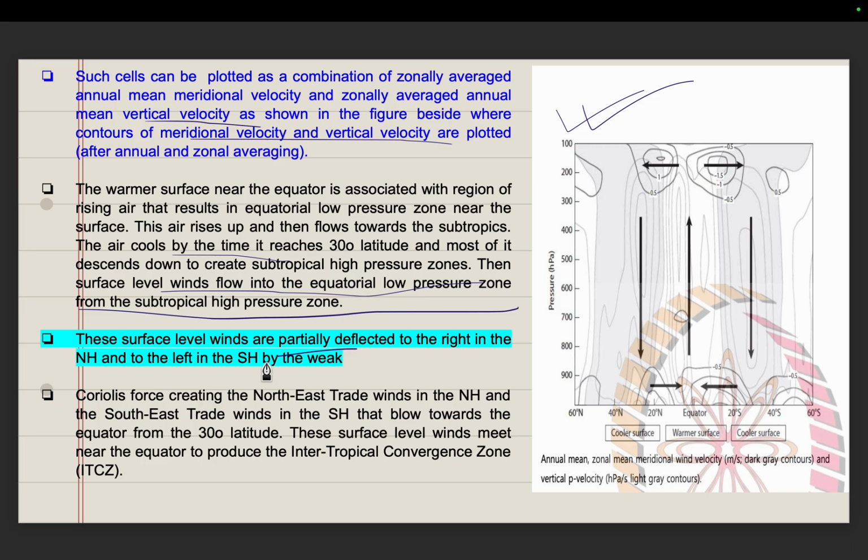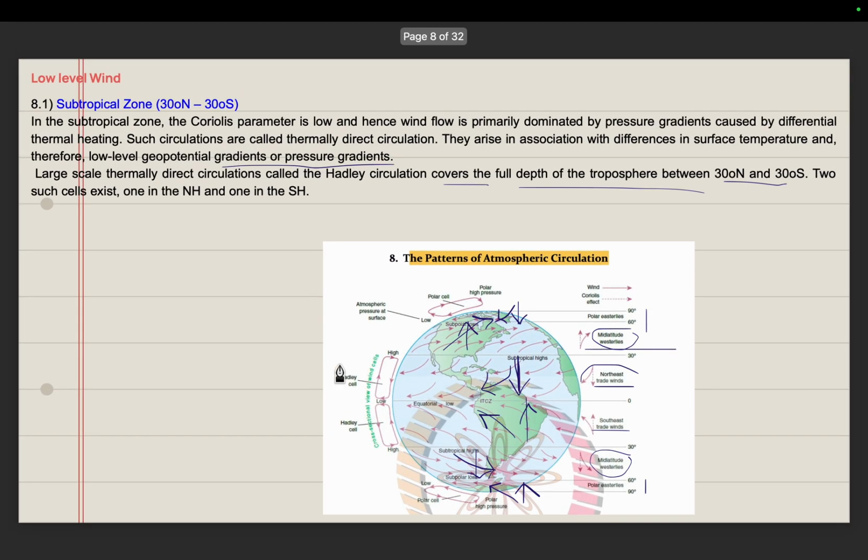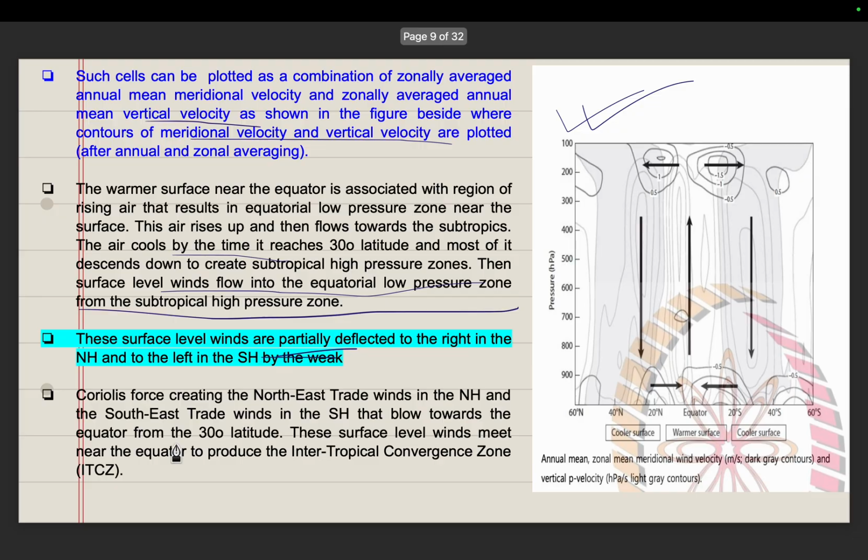by the Coriolis force, and it causes the trade winds. This Coriolis force creates the northeast trade winds in the northern hemisphere and the southeast trade winds in the southern hemisphere, which blow towards the equator from 30 degrees latitude to 0 degrees latitude. These surface level winds meet near a zone that is known as the intertropical convergence zone.